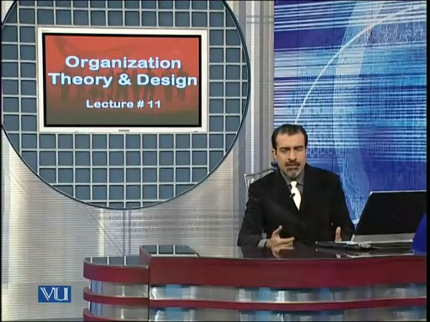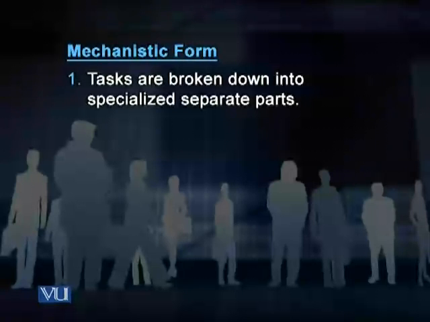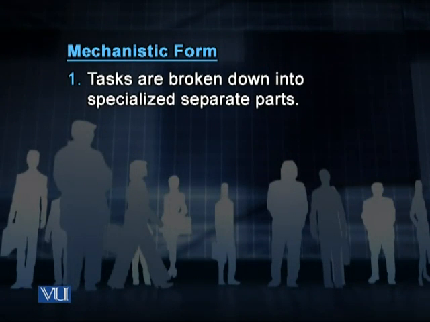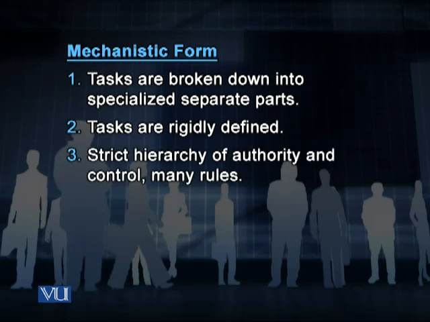अब ये तो हमने, we have used the language purely of organizational theory and design. If we use the language of what Stocker found out in his study, he defined mechanistic forms as those companies where tasks are broken down into specialized separate parts. इसका मतलब specialization is high. Tasks are broken down, which means departmentalization का concept मौजूद है, specialization का concept मौजूद है. Tasks are rigidly defined, narrowly defined within their functional areas. Strict hierarchy of authority and control is there.